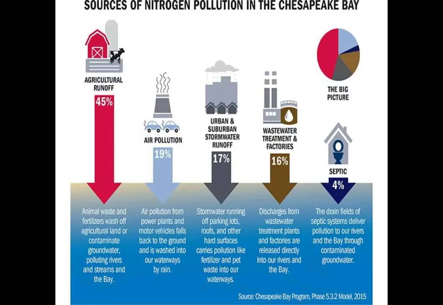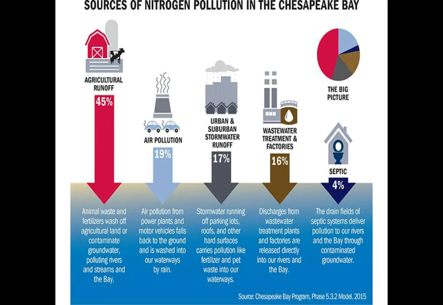Nitrogen occurs naturally in the soil, animal waste, plant material, and in the atmosphere. However, most of the nitrogen delivered to the bay comes from manure and chemical fertilizers from farmland and animal operations, almost 45%. Nitrogen oxide emissions from sources including vehicles, industries, and electric utilities account for 19%.